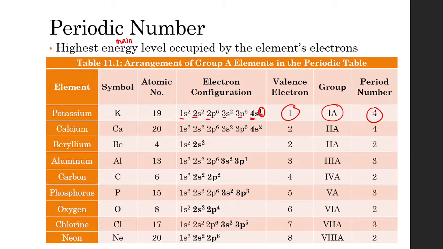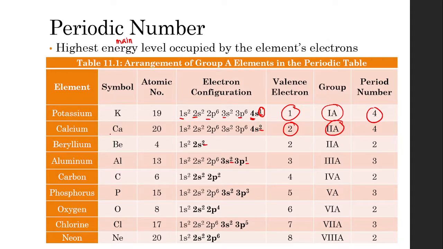So the period number of potassium is actually 4. Simply said, the period number is basically the main energy level wherein the last electrons are found. Okay, so calcium is in group 2A, so it's in group A, group number 2. Since it's in group number 2, we know it should have 2 valence electrons, 2 electrons in its outermost shell.